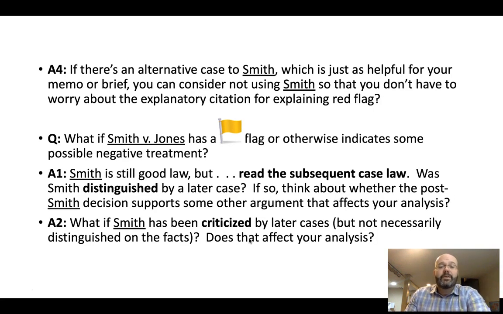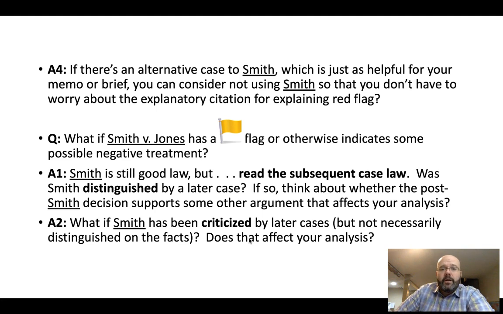Okay, so answer four, if there's an alternative to Smith, if I find some other case which is just as helpful, and I say, well, I found another case that hasn't been overruled, I'll just cite to that other case. And then that way I don't have to include this parenthetical that the case was overruled on other grounds. That's an option, something to think about.